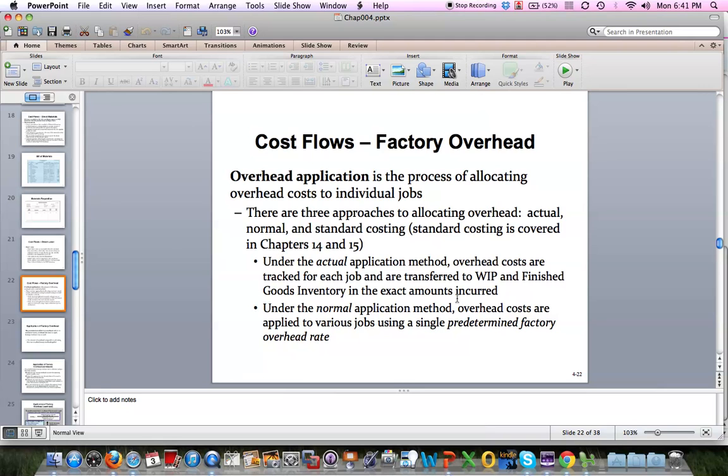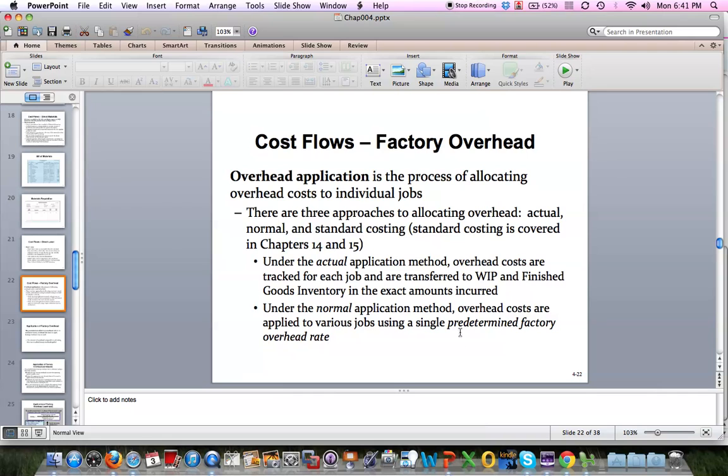Under actual, overhead costs are tracked for each job and are transferred to work in process and finished goods in the exact amounts incurred. The challenge, of course, we know is it's going to take a while to know what that actual is. Okay, so that's one of the downsides with it. Under normal, which is much more common, and that's really what we're going to focus on today.